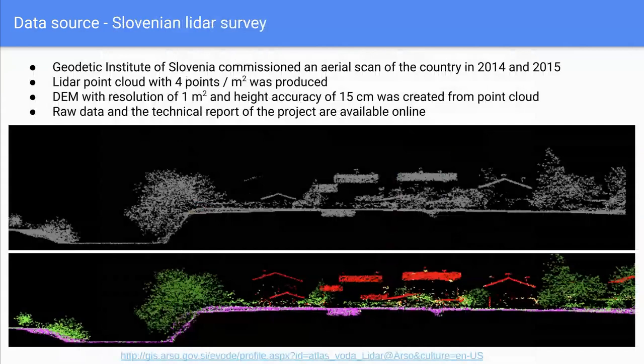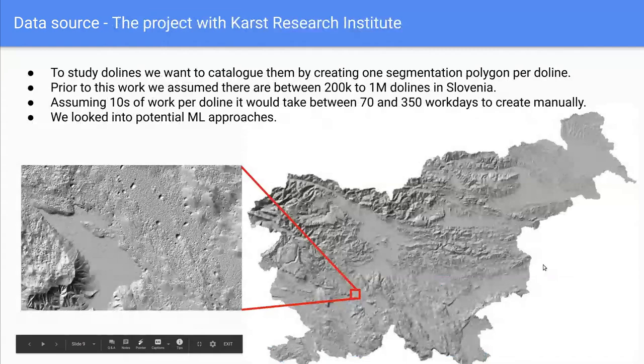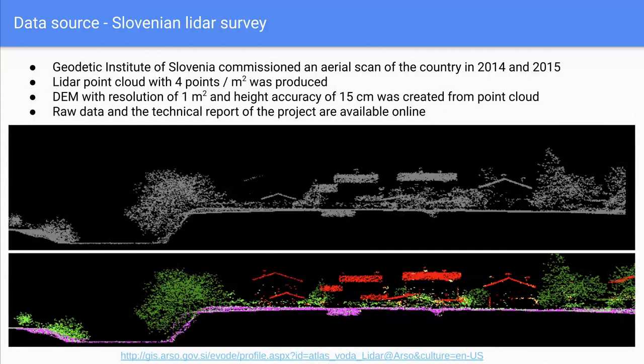So this is some statistics about the scan. In the end, they produced this 1 meter square, 15 centimeter accuracy DEM that I ended up using. There's a report about this online, but I'm sure this is not that interesting for you. Maybe the purple points are what are then used to construct the digital elevation model. Yeah, that's right.